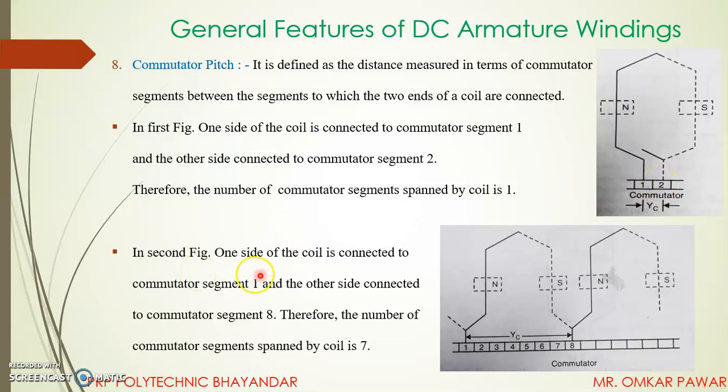In the second figure, one side of the coil is connected to segment 1 and the other side is connected to another segment. Therefore the number of commutator segments spanned by a coil is 7. That is 1, 2, 3, 4, 5, 6, and this half and this half make 7. So this is the commutator pitch.